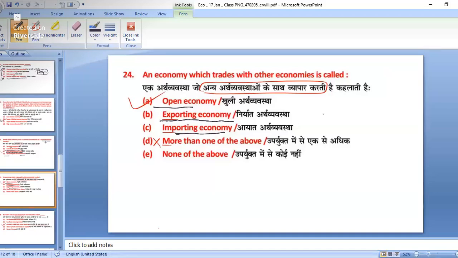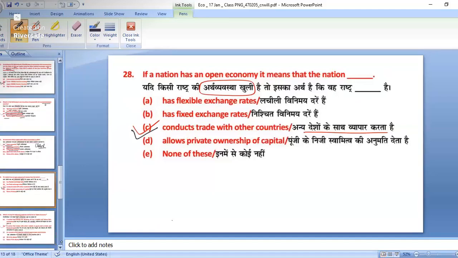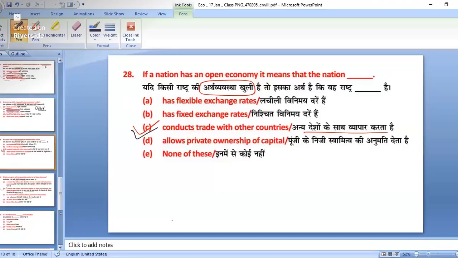So remember, we have the open and the closed economy. Then the next question: if a nation has an open economy, it means that the nation conducts trade with other countries. So there we said we have foreign trade. It means barrier-free foreign trade is there.